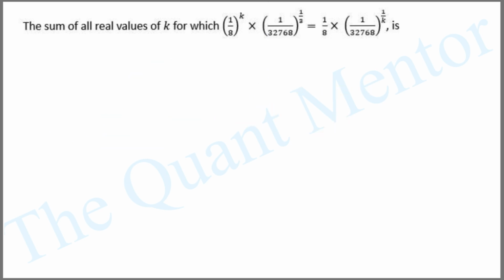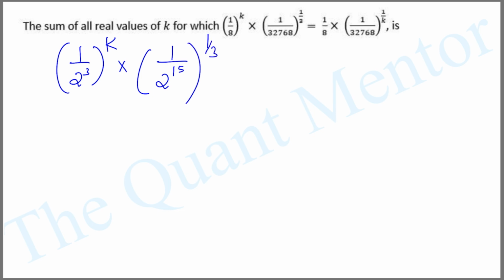So having understood this, the first term can be written as 1 upon (2 raised to 3) the whole raised to k, into the next term, which will be 1 upon (2 raised to 15) the whole raised to 1 by 3, is equal to the next term, 1 upon 8, which is 1 by 2 raised to 3, into the next term, which is again 1 by 2 raised to 15, raised to 1 by k.